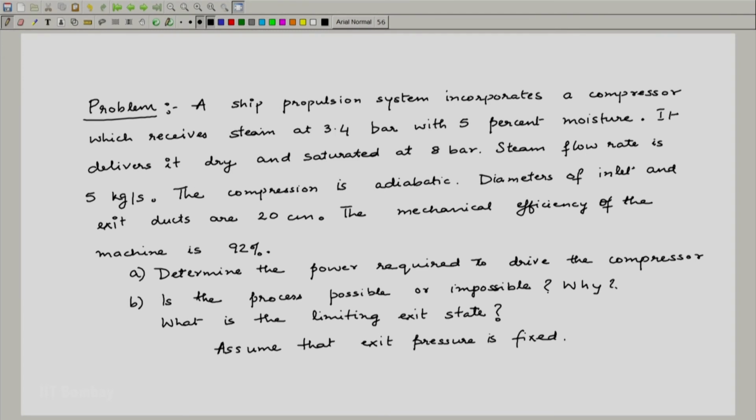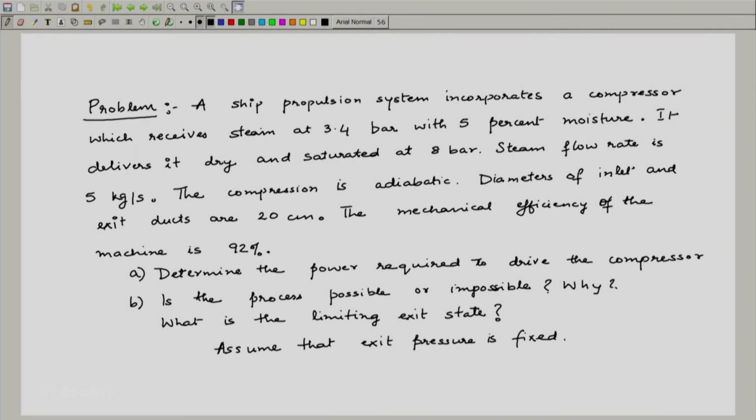A ship propulsion system incorporates a compressor which receives steam at 3.4 bar with 5% moisture. It delivers it dry and saturated at 8 bar. Steam flow rate is 5 kilograms per second. The compression is adiabatic. Diameters of inlet and exit ducts are 20 centimeters. The mechanical efficiency of the machine is 92%.